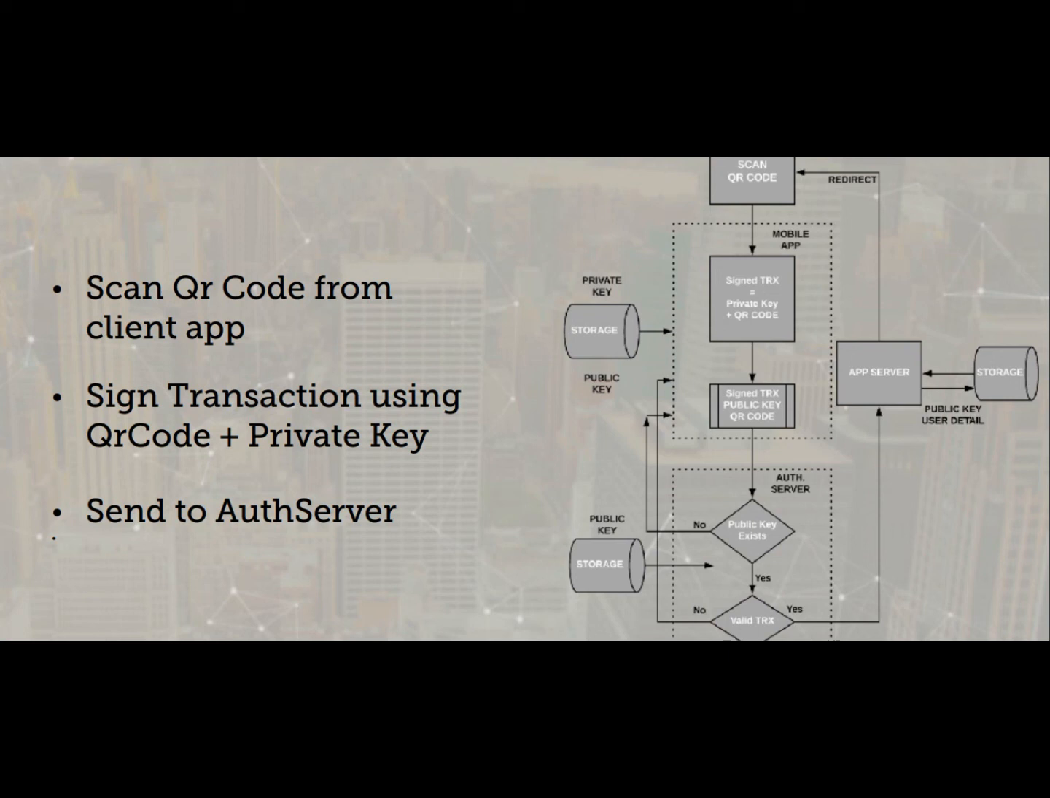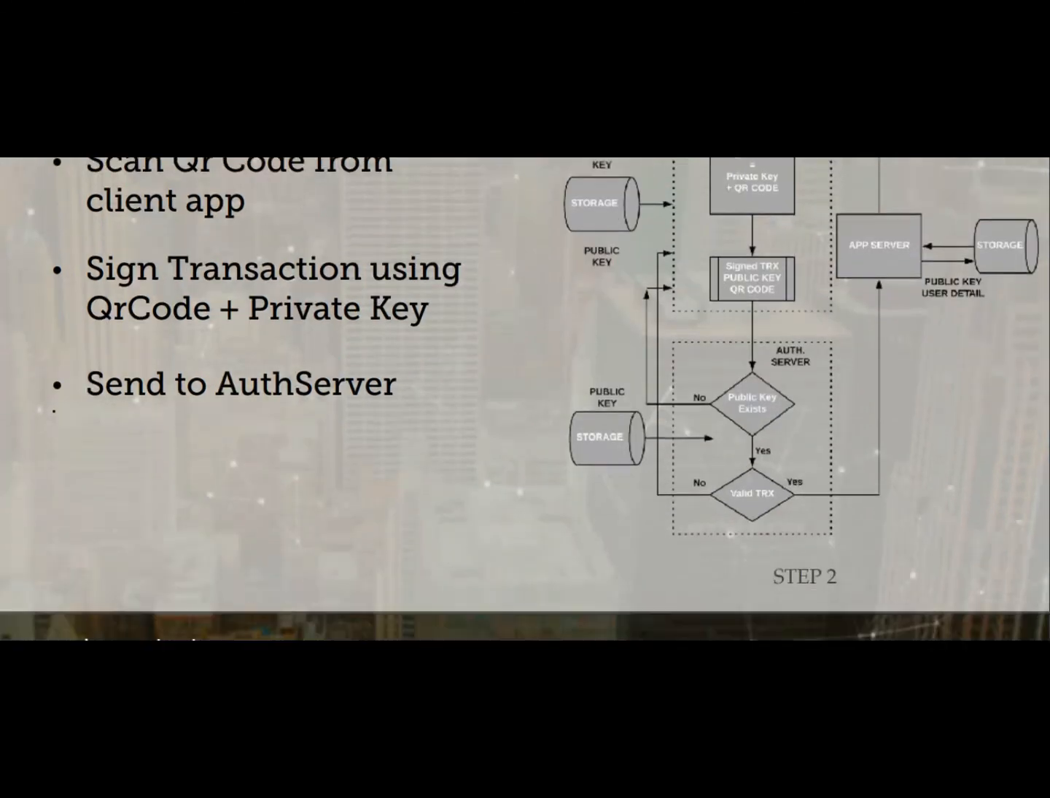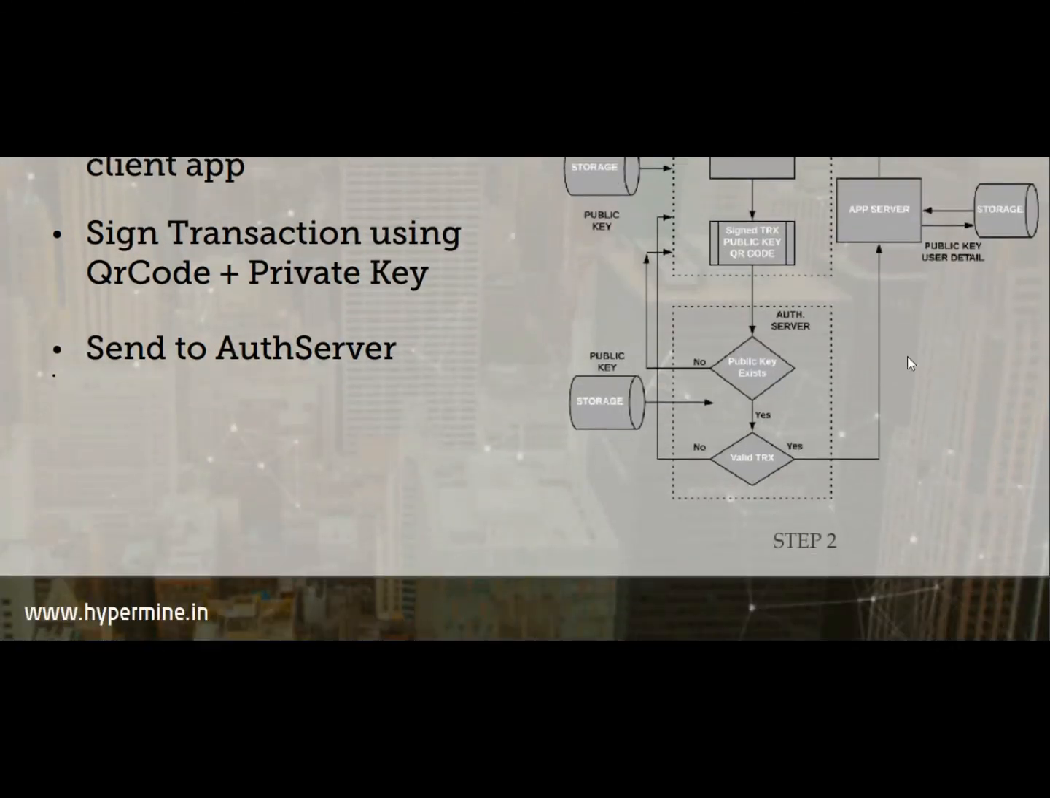Now we are going to send the signed transaction plus the public key of the user and the QR code to the auth server to validate. Now auth server is also running a light node of Ethereum. So auth server will first check if the public key exists in its database or not. And if the public key doesn't exist, it responds back with an invalid user.